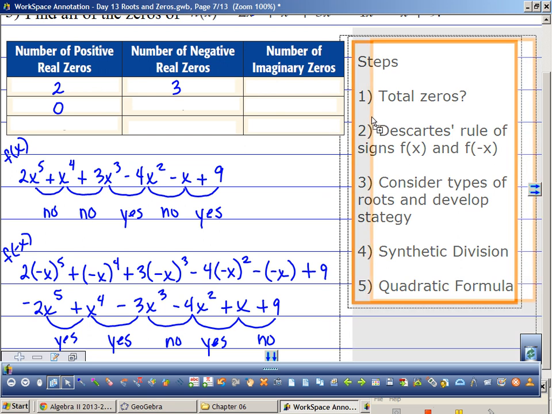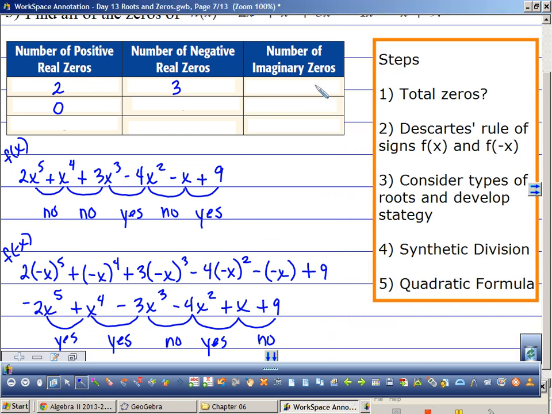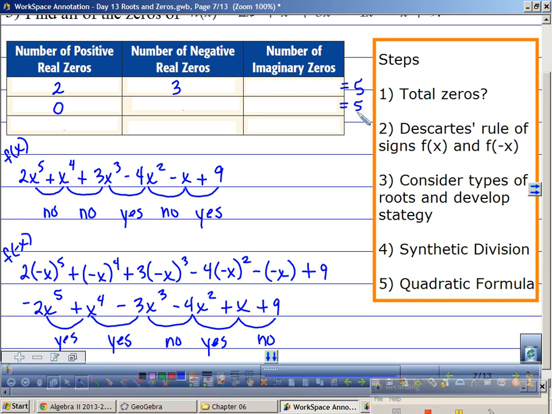This is where everybody in second period got mad at me. For a total of how many? 5. Or a total of 5. Let's talk about our possibilities. 2 in the positive direction and 3 in the negative direction means I don't have any 0 or imaginaries for a total of 5.